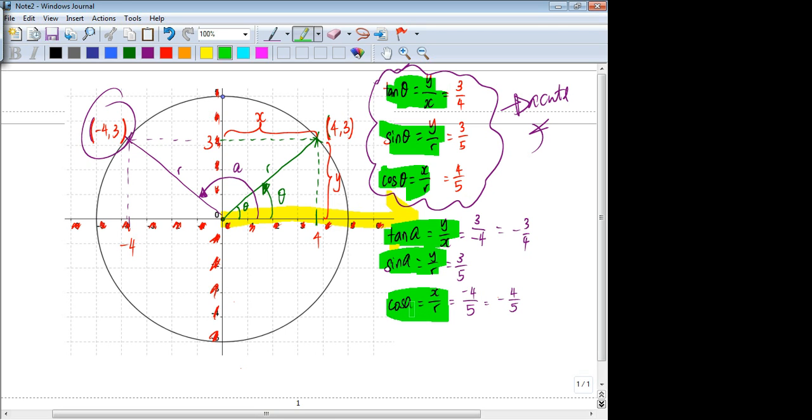Tangent theta is y over x. Tangent A is y over x. Sine theta is y over r. Sine A is also y over r. Cosine theta is x over r. Cosine A is x over r. You see that they're the same? It is constant. It didn't change. This is shown in your textbook, page 35. It is highlighted in a box. They have written down sine theta is y over r, cosine theta is x over r. Okay, you might want to add on tangent theta is y over x, in the box at the bottom. Okay?